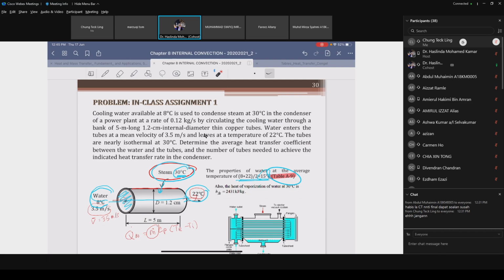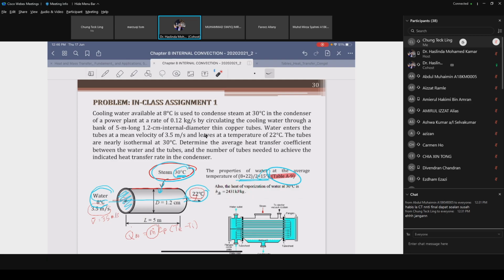So now, we want to know how many tubes do we need to transfer the heat from the steam to the final intended outcome lah. Saya nak tengah baca, saya ada tertinggal data mana-mana tu. Okay, tak ada. So now, kalau you tengok kat sini dia ada bagi satu value HFG 2431 kilojoule per kilogram.